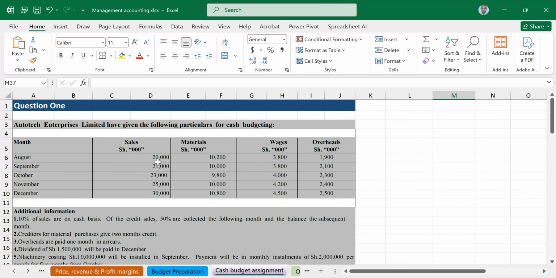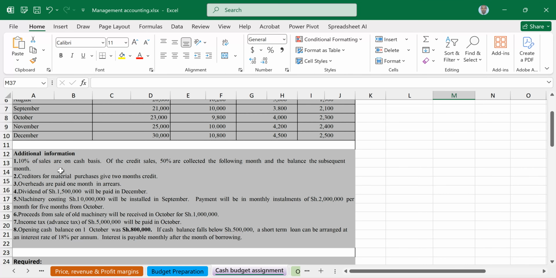The next one reads, Autotech Enterprises Limited has given the following particulars for cash budgeting. There are months from August to December, sales, materials, wages, and overheads. Additional information. 10% of sales are on cash basis. Of the credit sales, 50% are collected the following month and the balance the subsequent month. Creditors for materials purchases give 2 months credit. Overheads are paid 1 month in arrears.